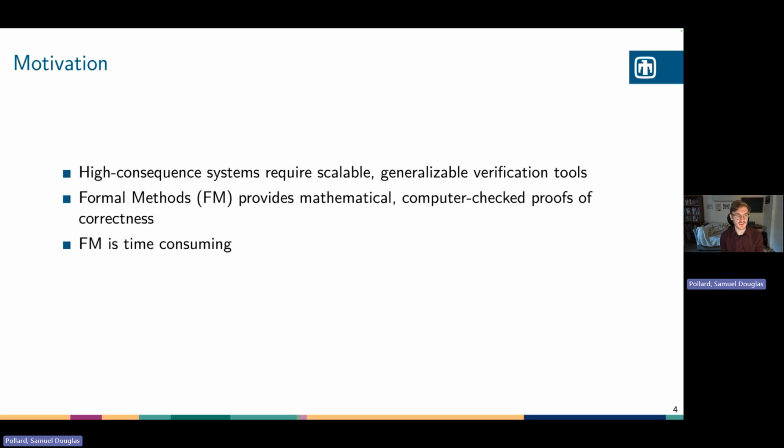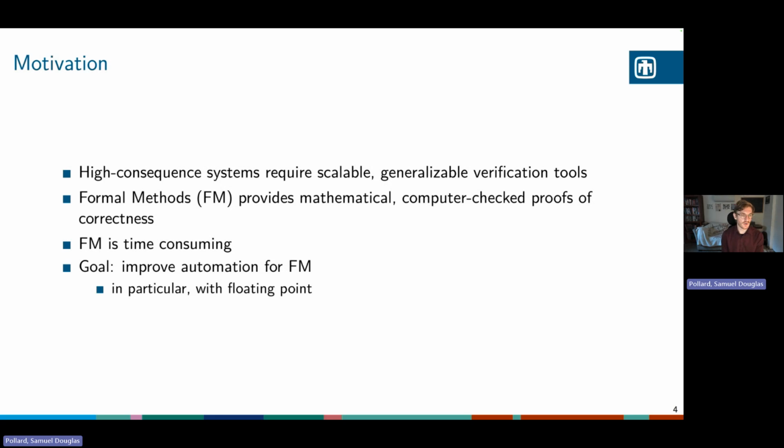However, formal methods is time consuming. Often it takes many times longer to write and prove the specifications and these proofs than it does to write the program in the first place. So to motivate this further, the goal of this project is to improve automation for formal methods, and in particular with floating point.